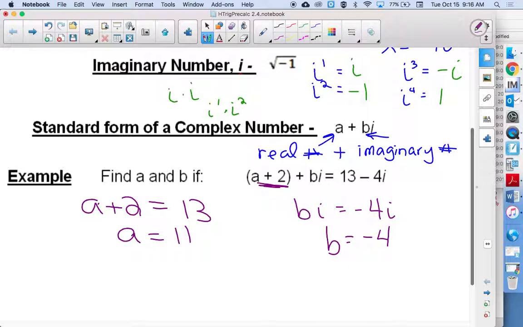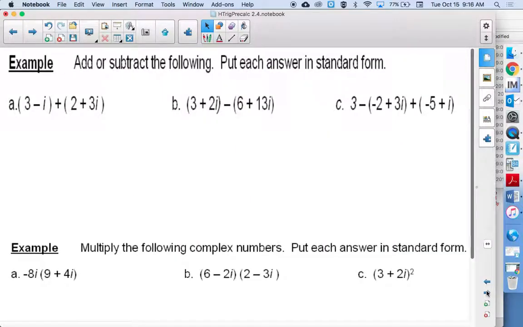So the next handful of problems, we're just going to practice simplifying. Some of them are adding and subtracting. Others of them are multiplying, and we will even do a little bit of dividing. So it says add or subtract. Make sure each answer is in standard form.